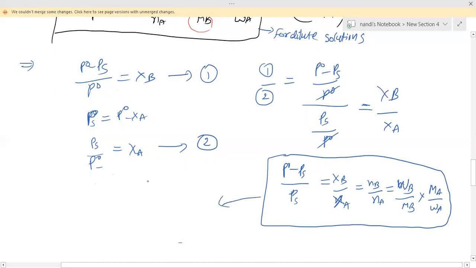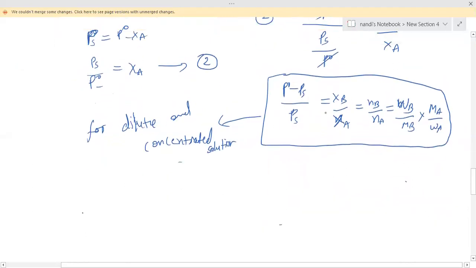So I can use this for both dilute and concentrated solutions. You can use it for both. Clear? And we can see here (P naught minus PS) by P naught equals XB, they given. So XB is nothing but NB by NA for dilute solutions, already given here.